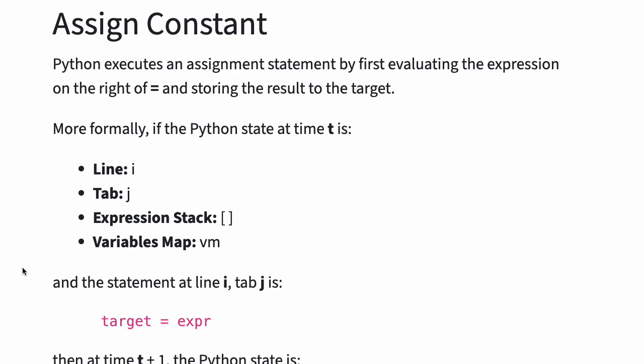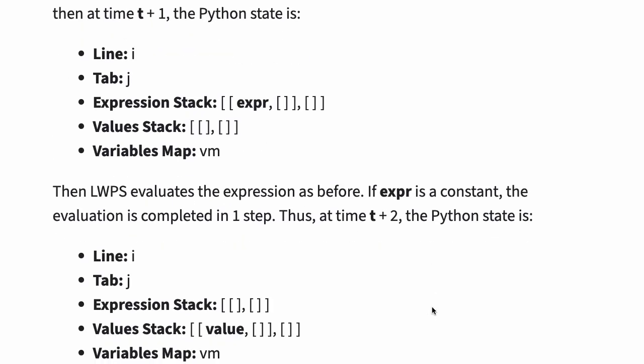More formally, if the Python state at time t is as follows, with line at i, tab at j, the expression stack is empty, the variables map is VM, and the statement at line i, tab j is target equals expr, then at time t plus 1, the Python state is: line is still i, tab is still j, and the expression stack now contains expr. We initialize the value stack, and the variables map is still VM.